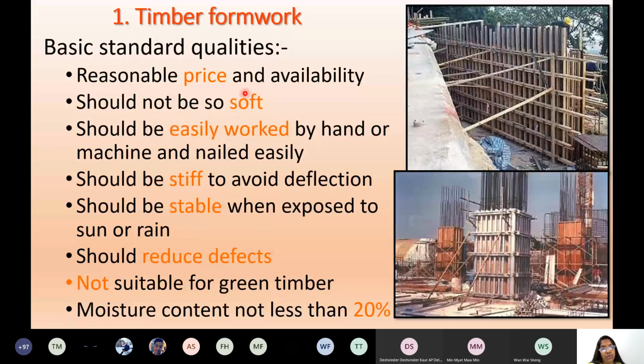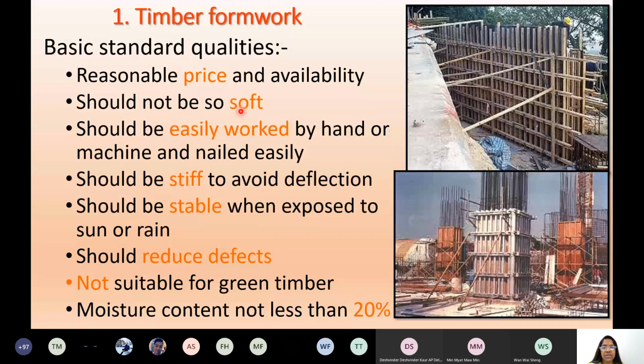Reasonable price, first one, affordable, economy, available, easily available. You can grow trees and you can do it. Timber should not be so soft. Timber should be hard enough, and you choose a timber in such a way that it's hard enough.